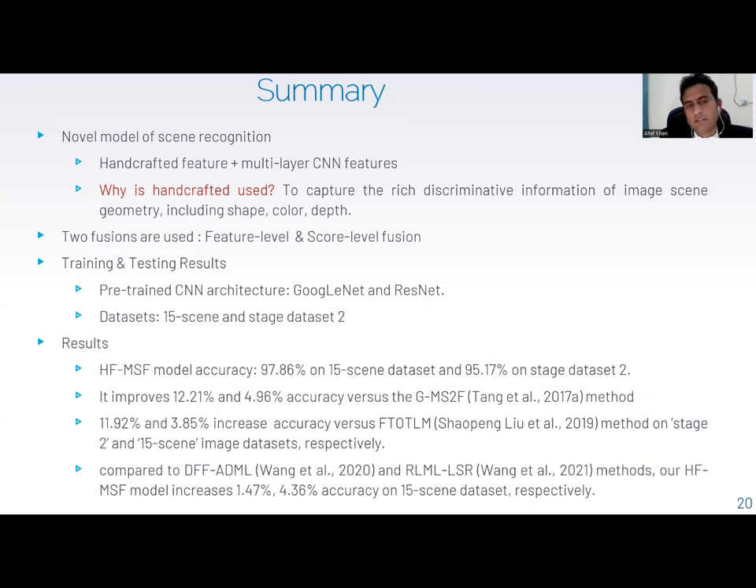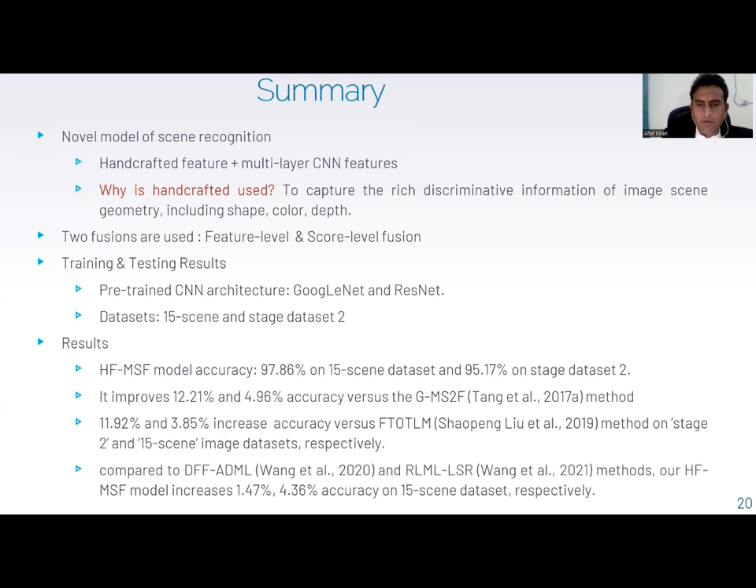Training and testing is used. A pre-trained CNN model is utilized in this model. We have two different models, GoogleNet and ResNet. We have two different datasets, the 15 scene dataset and the stage dataset, used in this model. The proposed result shows that it reaches 97.86 on the 15 scene dataset and 95.17 on the stage dataset.